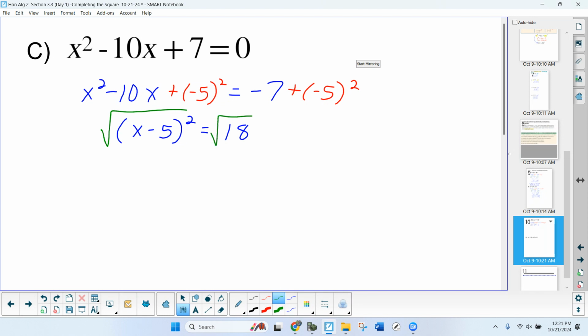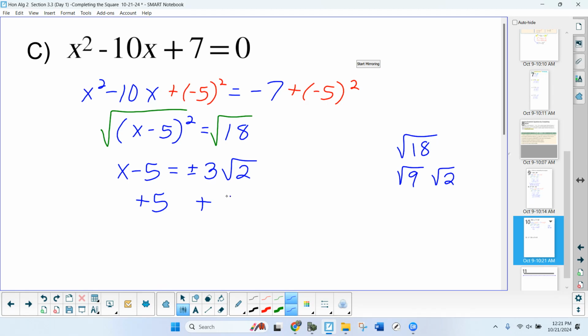Square root. And now you get x minus 5 equals, what do you put out front? Plus or minus. What'd you break 18 up into? 6 and 3. But 6 and 3 aren't perfect squares. 9 and 2. What's the square root of 9? 3. So you have plus or minus 3 square root of 2. What are you going to do now? Add 5. And how should you write your final answer? X equals 5 plus or minus 3 square root of 2.